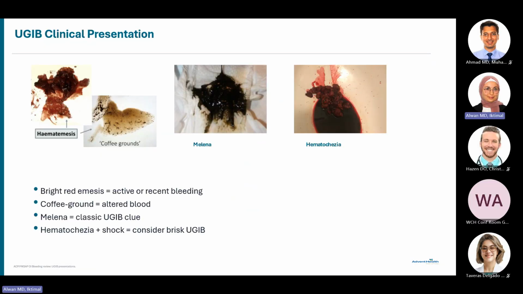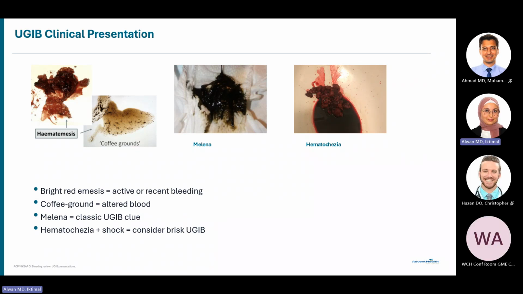So we can see some pictures. Hematemesis is really fresh blood. Coffee ground emesis is darker, and it's due to the acidity of the stomach. Melena is tarry black stools, and it has a very, very strong odor. You're gonna smell it all over the floor when you have a case of melena. And finally, hematochezia is just fresh blood from the stools.